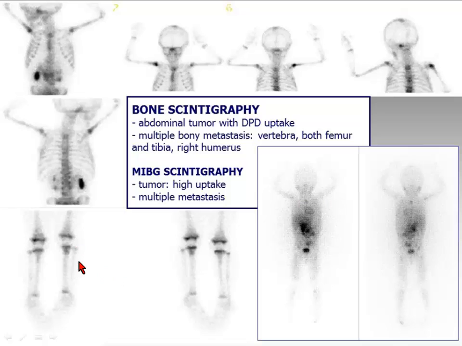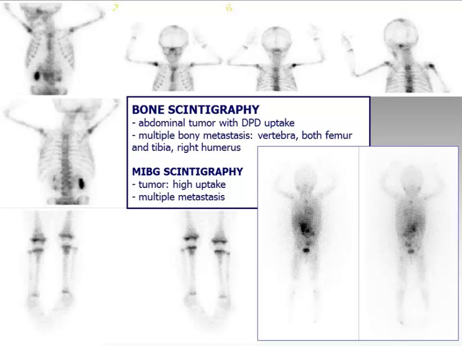And perhaps for this reason, the bone scan continues to be recommended in the initial staging of neuroblastomas. Not in the follow-up, but yes, in the initial staging, because in the long bones, sometimes the manifestation of the bone metastases is clearer on the bone scan than on the MIBG image.